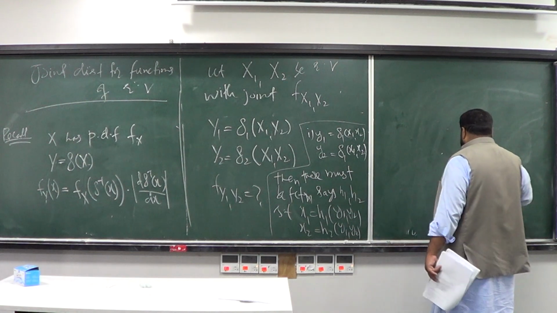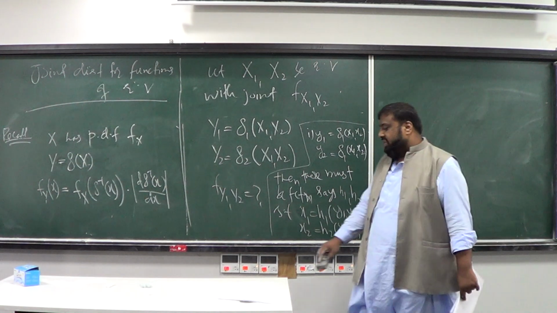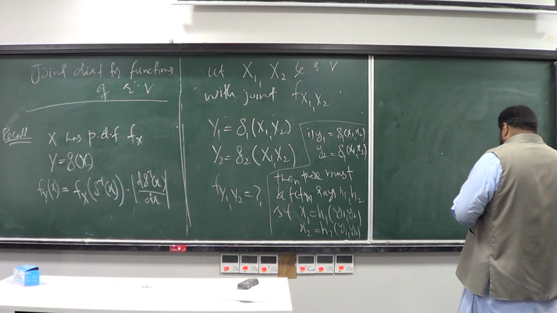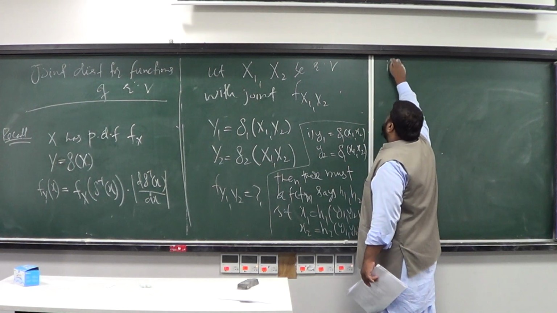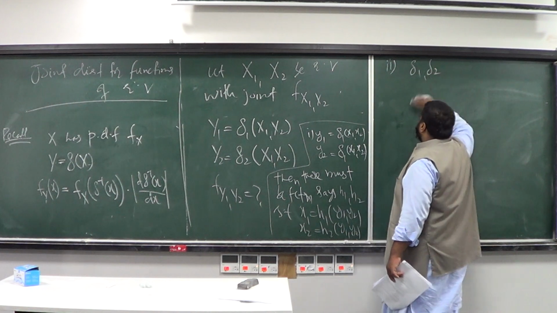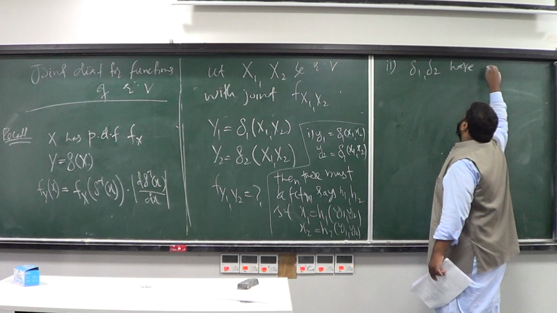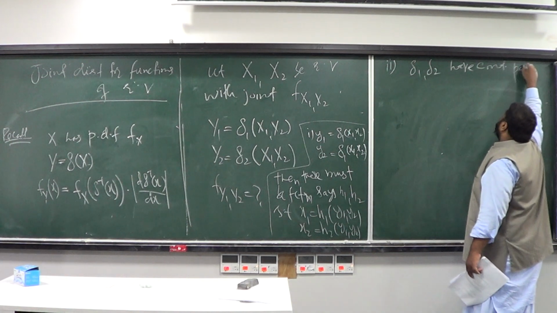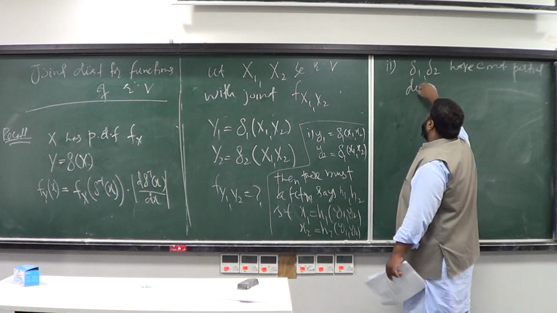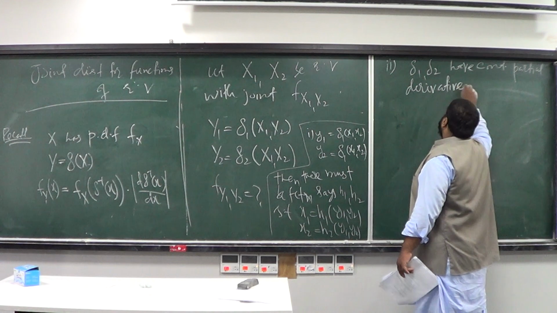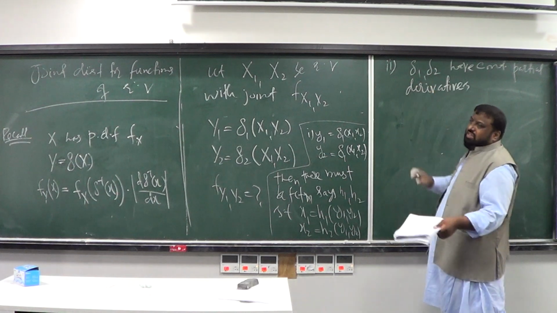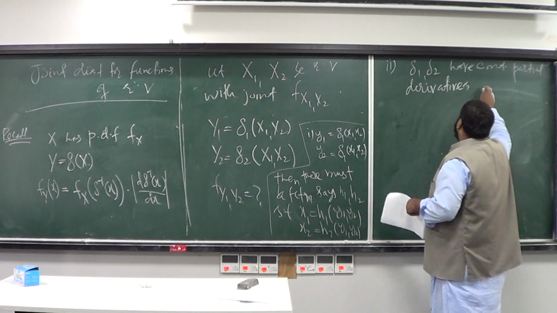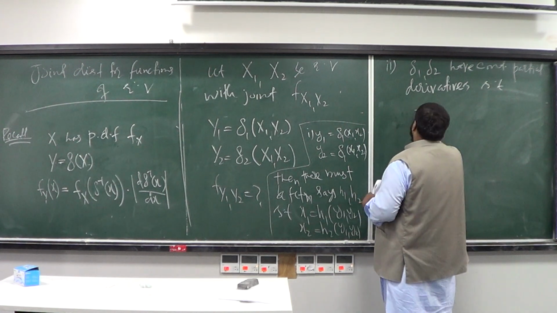The secondary important question is that h1 and h2, or g1 and g2, should have continuous partial derivatives. Moreover, the second assumption on g1 and g2 is that they have continuous partial derivatives, such that we can calculate the Jacobian of g1 and g2.